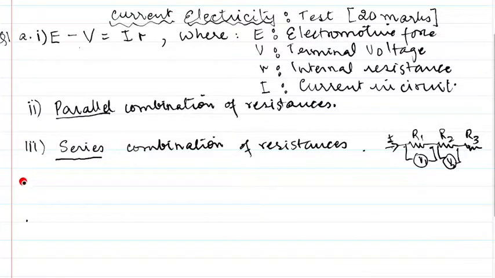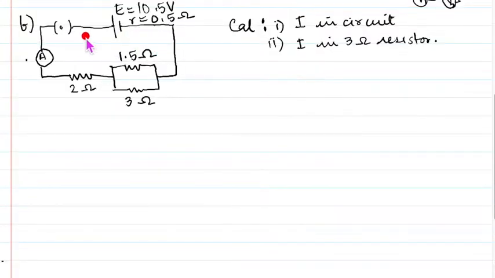Now we come to question 1B. In question 1B, we have a diagram given. So this is a diagram of question 1B, and this diagram is for 3 marks. We have the cell with the EMF 10.5 volt and internal resistance 0.5 ohm. And then we have the key, the ammeter, and then this 2 ohm resistor connected to this 1.5 ohm and 3 ohm resistors. Alright, so we are asked find the current in the circuit.